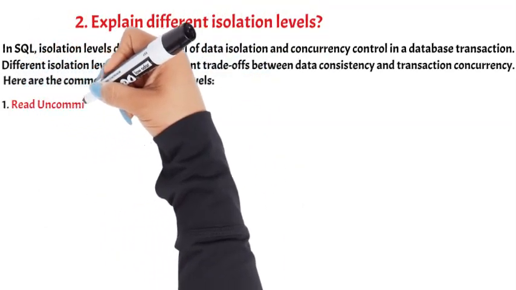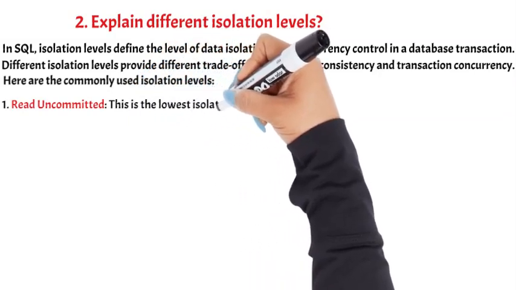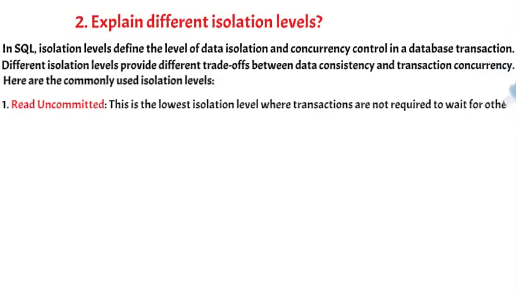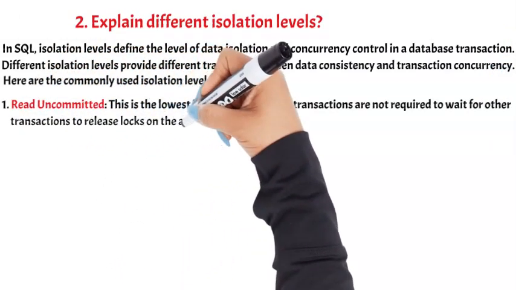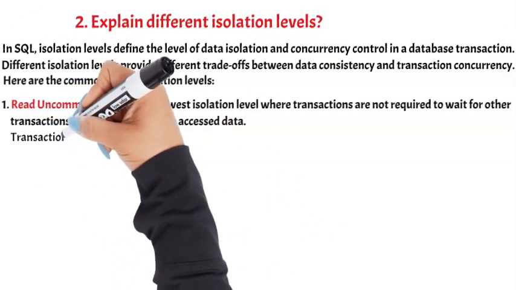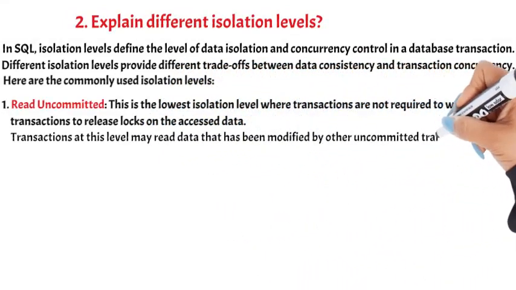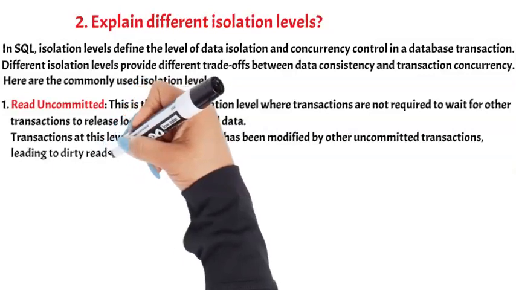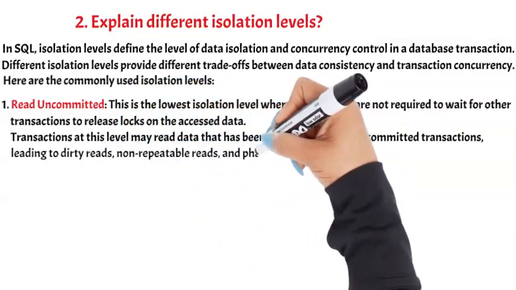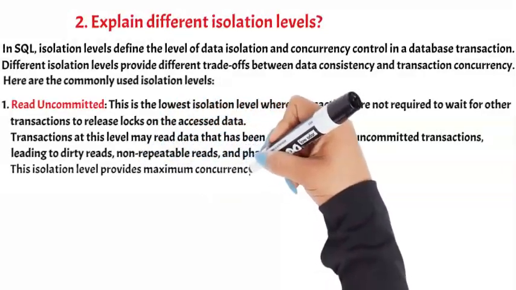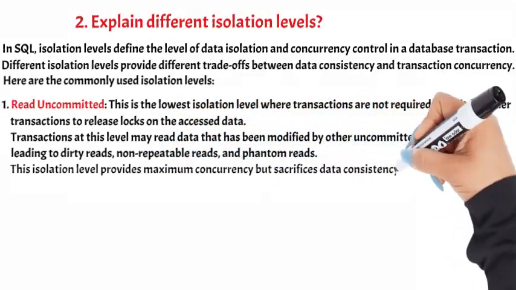1. Read uncommitted. This is the lowest isolation level, where transactions are not required to wait for other transactions to release locks on the accessed data. Transactions at this level may read data that has been modified by other uncommitted transactions, leading to dirty reads, non-repeatable reads, and phantom reads. This isolation level provides maximum concurrency but sacrifices data consistency.